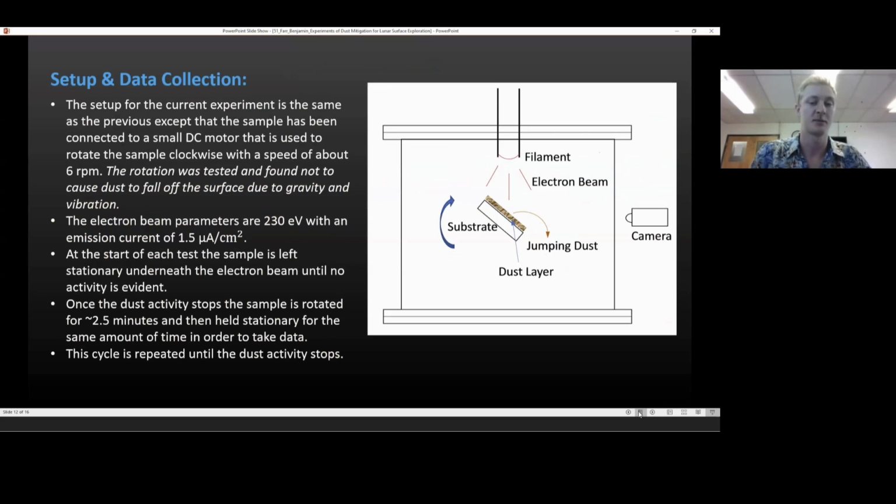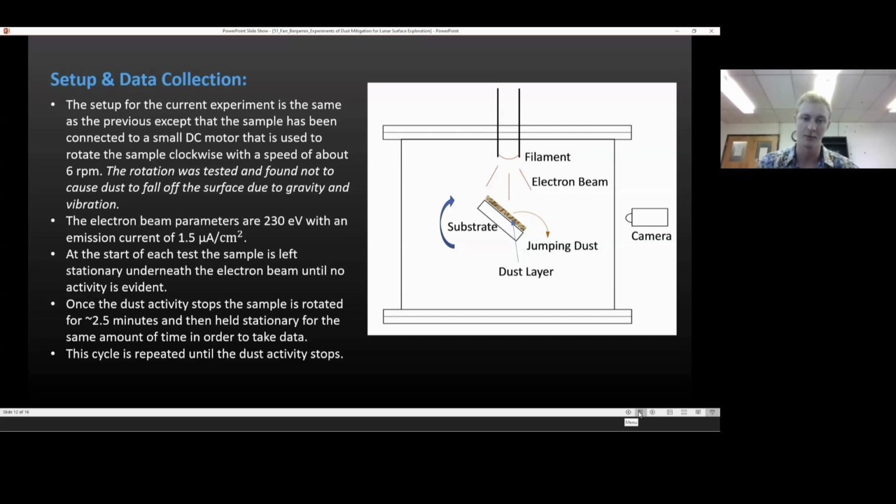So the setup for the second experiment was basically the same as the first one, except that we connected our sample to a DC motor that rotates it at about 6 RPM. The process of the test is we would run the experiment just like the first one. So we would leave it completely stationary, 45 degrees to the filament, and we would let it go up until the activity stopped. And then once it stopped, we would rotate the sample for 2.5 minutes, and then we would hold it still for 2.5 minutes. And in that stationary 2.5 minutes is where we would take our data.